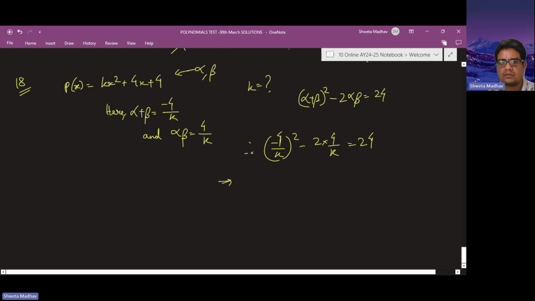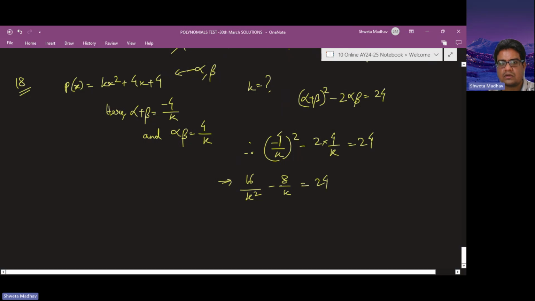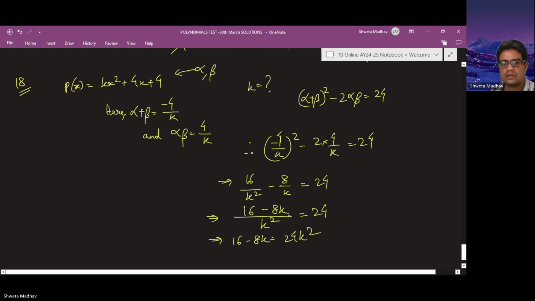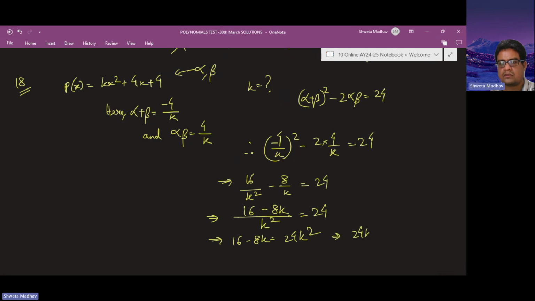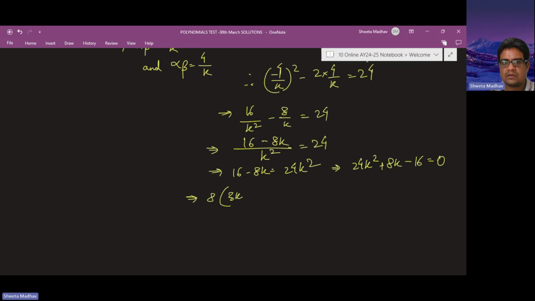So here we can say that this will be 16 by k square minus 8 by k, equal to 24. So now we can take the LCM, which is k square. So here it will be 16 minus 8k equal to 24. Now we can cross multiply, then we will get 16 minus 8k equal to 24k square. Now we can write this as 24k square plus 8k minus 16 equal to 0. From here we can take 8 as common outside. Then we will get 8 into 3k square plus k minus 2, equal to 0.